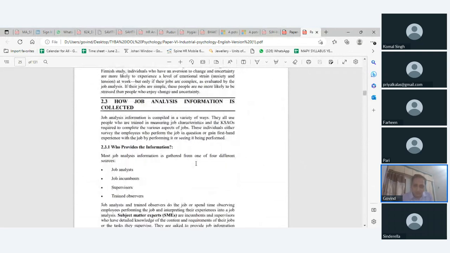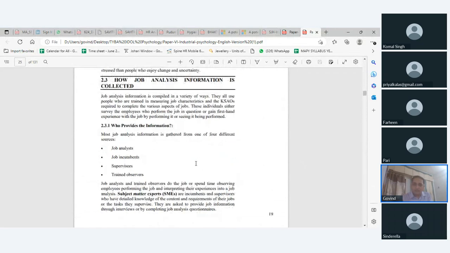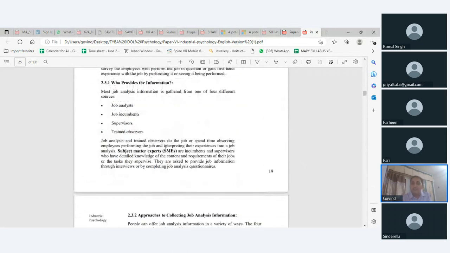Now we are coming to the method of job analysis, how job analysis is done. While doing job analysis, we need to collect a variety of information, and on the basis of that information we analyze. So who provides the job-related information? One is the person who does the job analysis, like me. Being an HR, I'll do job analysis of the employee in the organization. Then the job incumbent, the person who is coming for the job, and supervisors or managers. Supervisor is the old terminology; they are now called managers. The reporting managers provide information about the job.